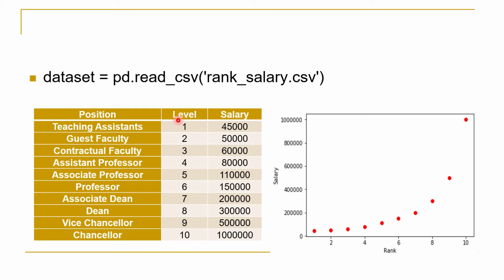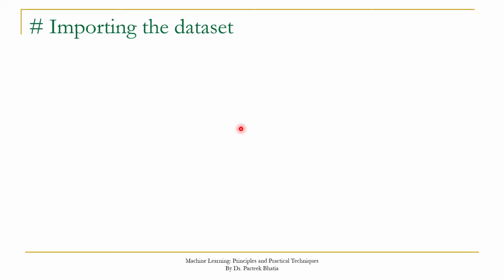Level will be available at the column of index value 1, while salary has column index value 2. Index value 0 will be position. So we have to select the column at index value 1 in X, and the column at index value 2 as Y. So let us create X and Y.